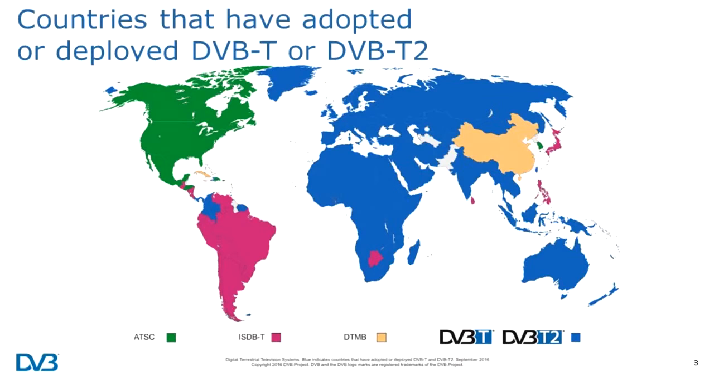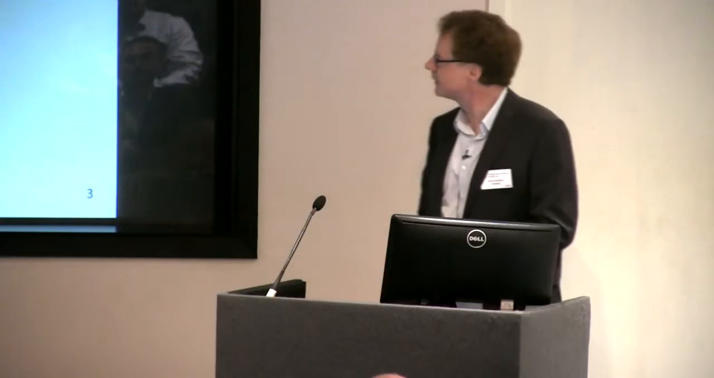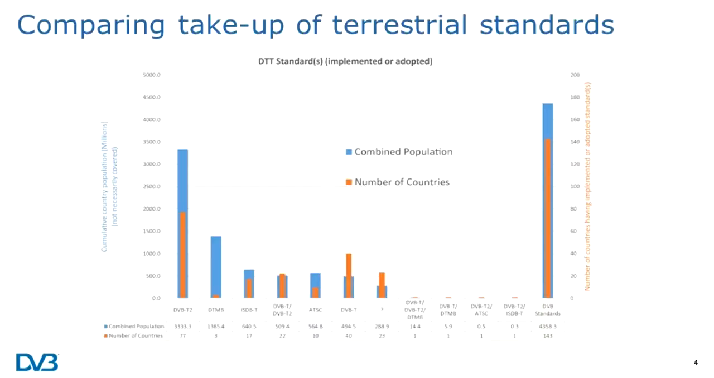DVB standards have been adopted all over the world. We're looking at the blue areas here for the T and the T2 standards, and you can see that that covers quite a high proportion of the territories of the world. And this, I apologise, the writing's a bit tiny. Perhaps some of you in the front row might be able to read it, but I'll explain a little bit.